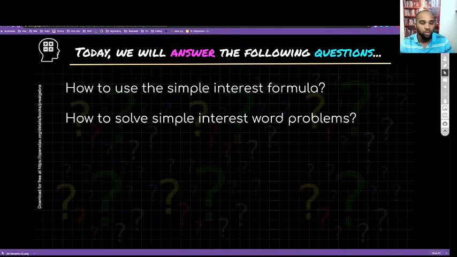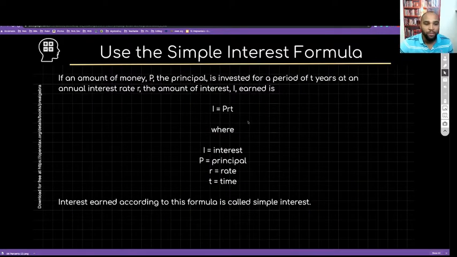Here are the two questions we want to answer. How do we use the simple interest formula, and how do we solve simple interest word problems? It's pretty straightforward. We're just dealing with simple interest today. If an amount of money P, the principal, is invested for a period of T years at an annual rate of R, the amount of interest I is earned.